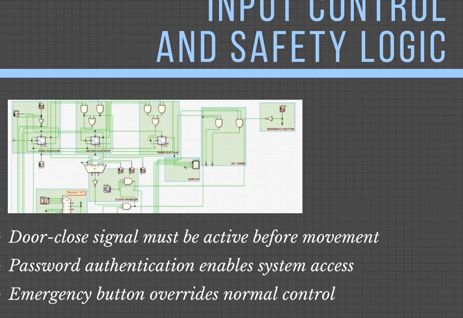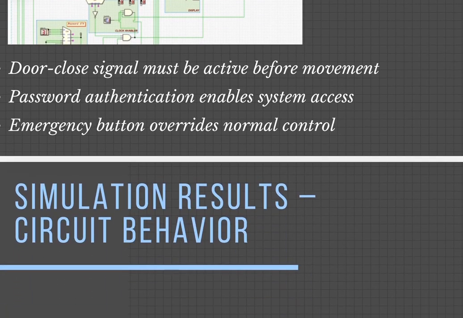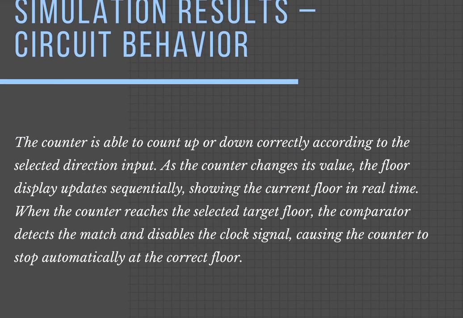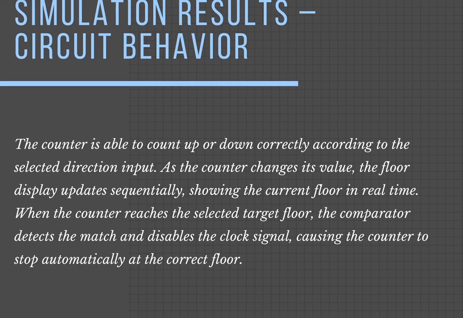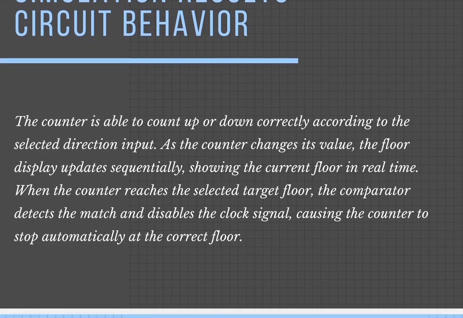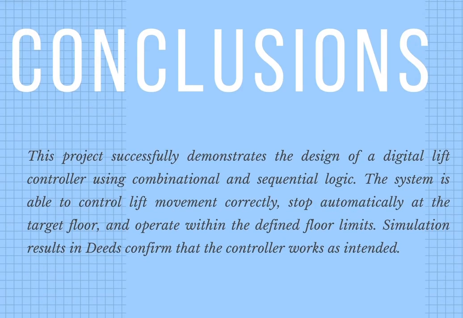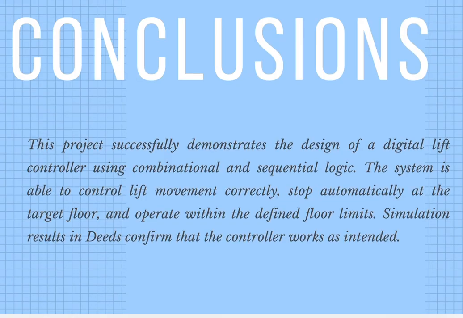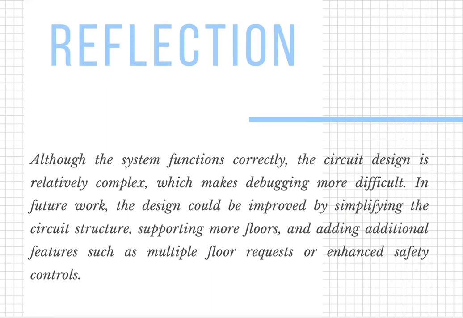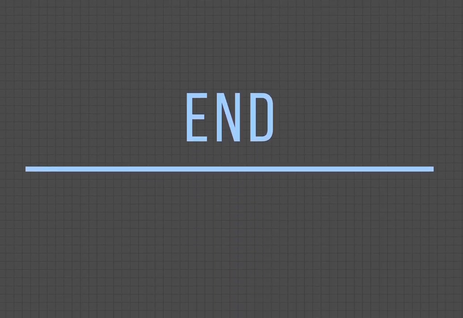Additional safety features include door close input, password authentication, and emergency override. Simulation results show that the lift moves correctly according to the selected direction. The system stops automatically at the target floor. To conclude, this project successfully demonstrates a functional digital lift controller, and future improvements may include circuit simplification, support for more floors, and lastly adding more safety features.